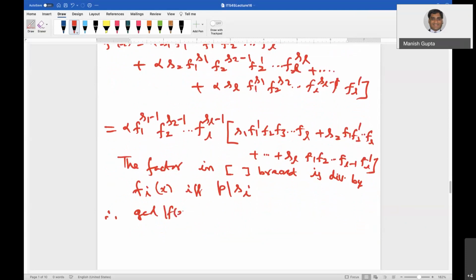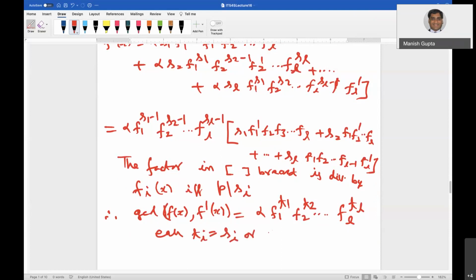of f(x) and f'(x), it will be f1 raised to power t1, f2 raised to power t2, ..., fl raised to power tl, right? Where each ti is either si or si minus 1, according to whether p divides si or not.